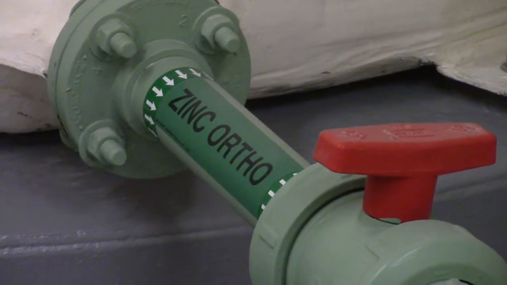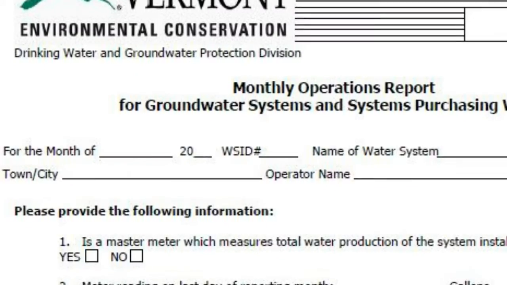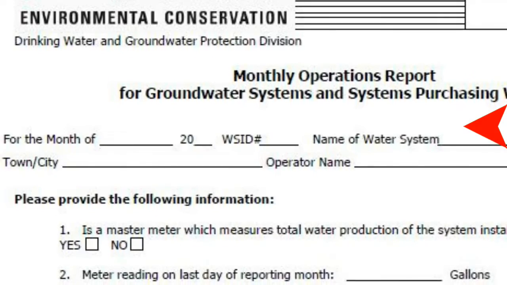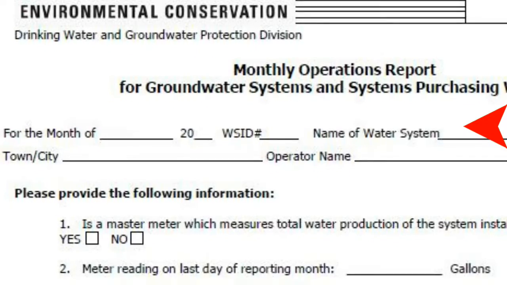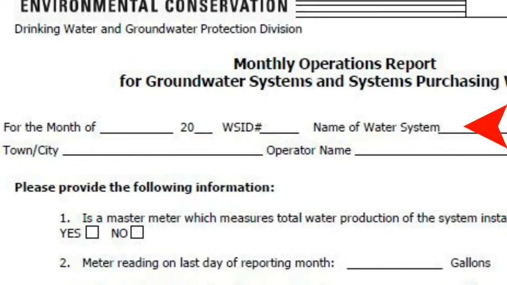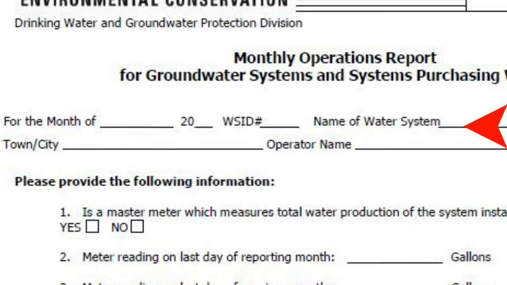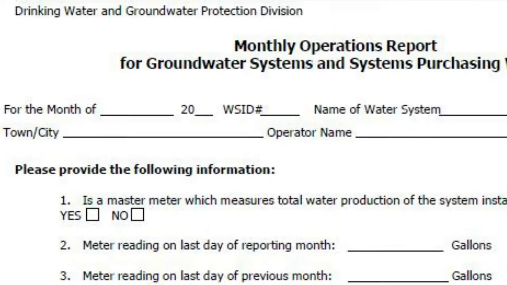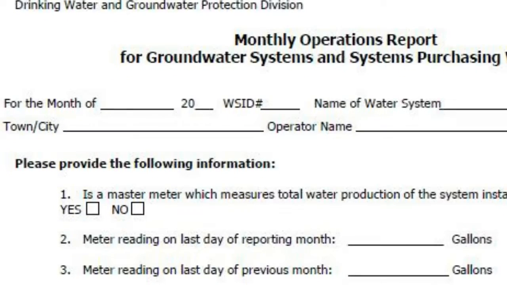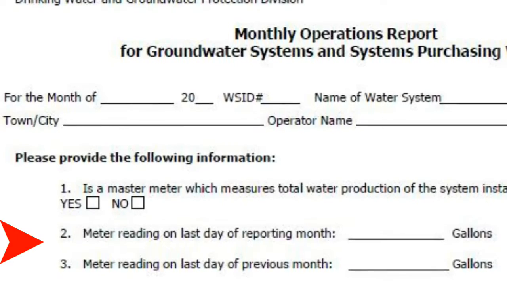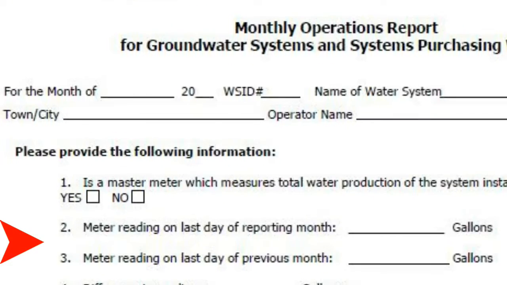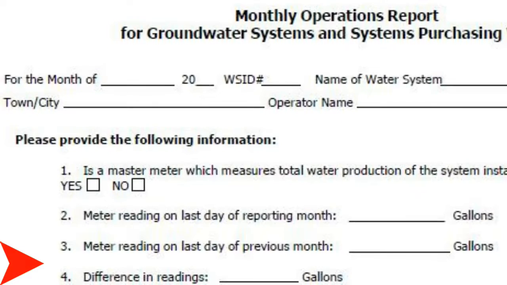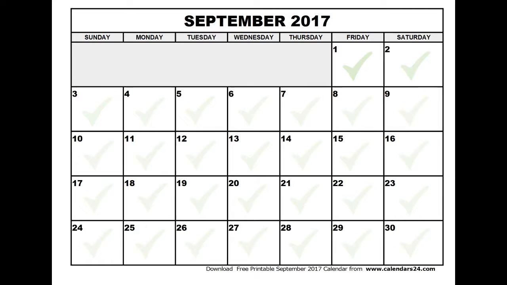Page 1 of the form is where the system enters basic system information, including the month the report is for, the system's name and WSID number, the town or city the system is in, the operator name and operator phone number. It is also where the system enters the monthly water use by identifying the meter reading from the last day of the reporting month and the last day of the previous month. Subtracting the readings results in the usage value for the reporting month.